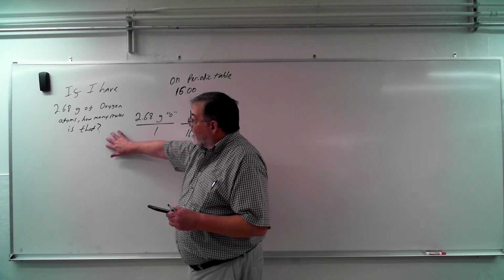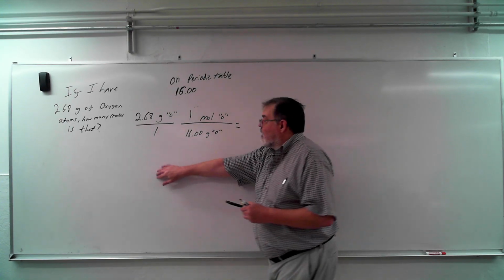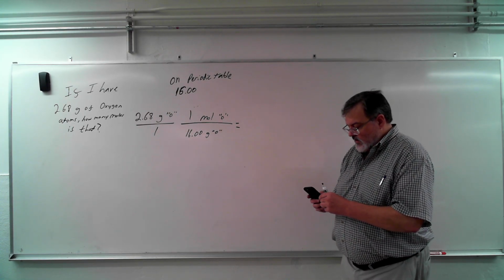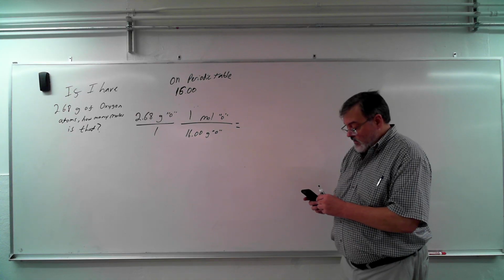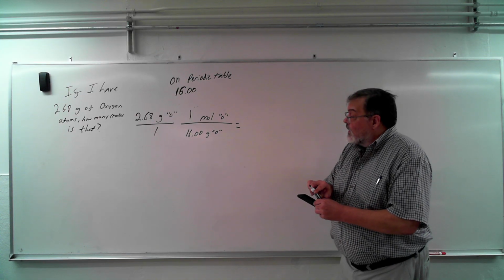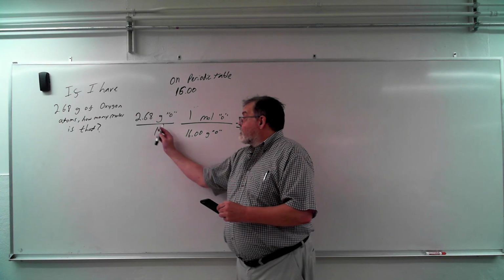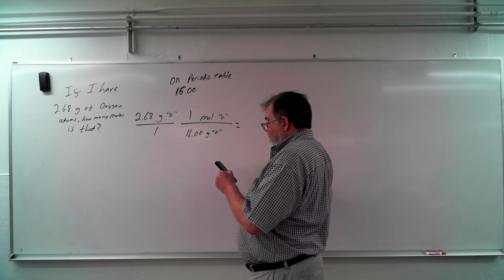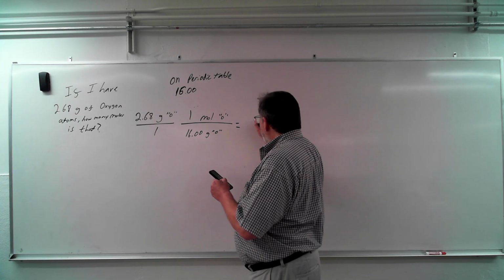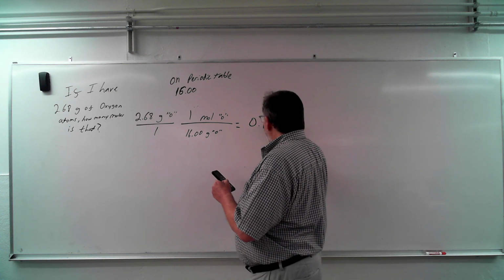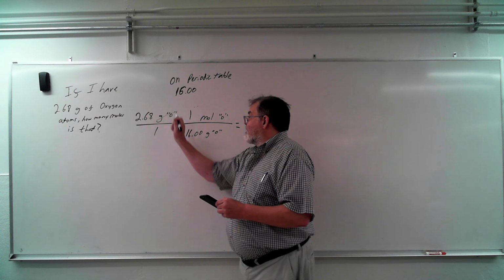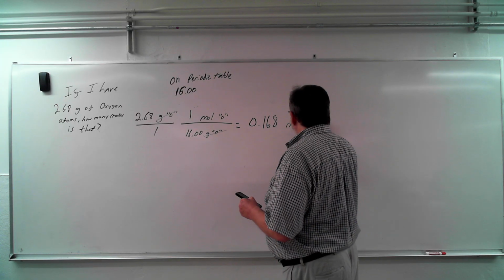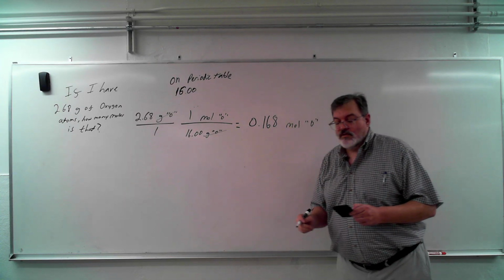Okay, so I'm solving this problem. This is how to set it up. 2.68 divided by 16. With 3 significant figures, my calculator says 0.1675, but I'm going to write 0.168. Grams of oxygen cancel, and we're left with moles of oxygen. That's how you solve this.